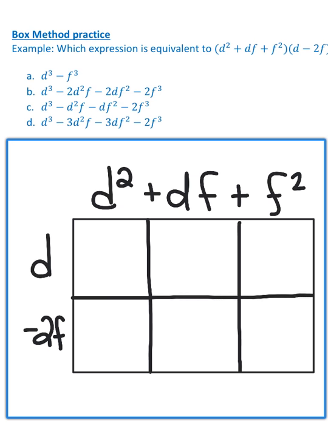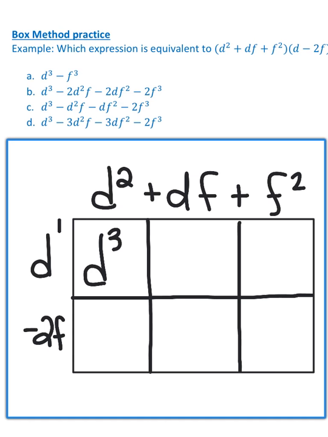Now to multiply to get into this box, remember it's d times d squared. Even though you don't see it, there is a 1 here. And whenever we multiply two terms that have the same base, we're going to add the exponents. So 1 plus 2 is 3. So I know my exponent in this first one is going to be d cubed.